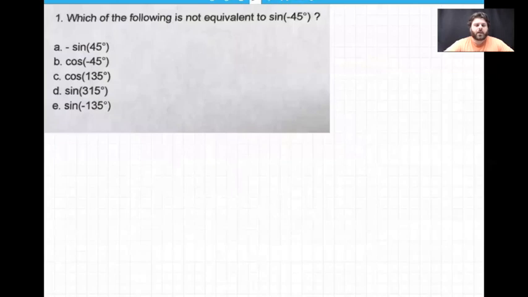All right, welcome to week 15 practice problems. First question says, which of the following is not equivalent to the sine of negative 45 degrees?